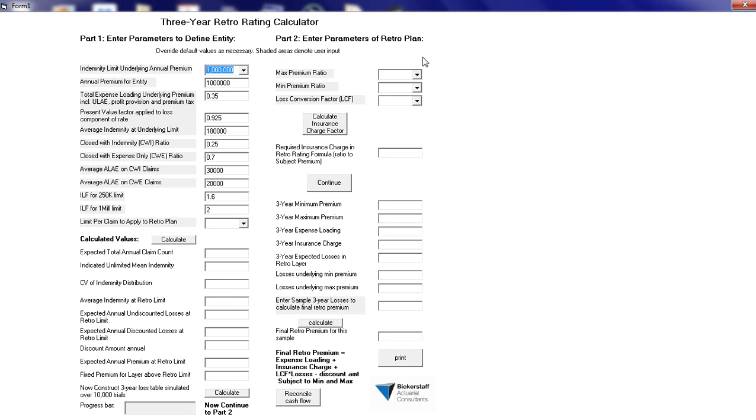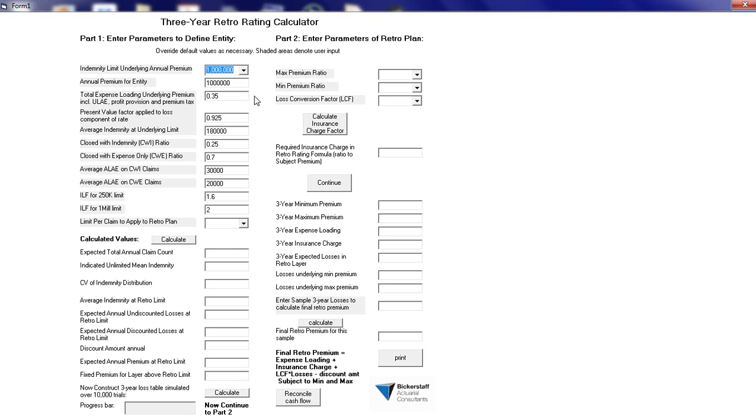Conceivably, they could have also excess policies above that $1 million limit, but that would be a completely separate policy, and we want to deal strictly with that first $1 million layer. Then the rate level we're dealing with, let's say, has an expense provision, total expense provision of 35%.